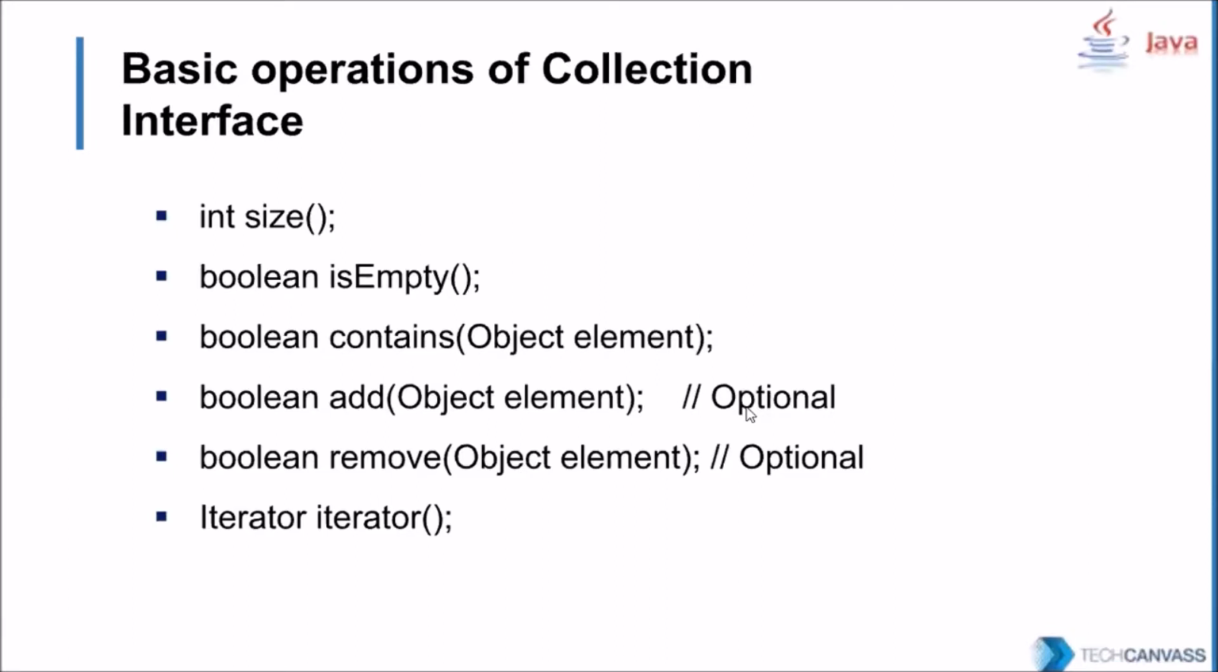There are a couple of basic operations of the collection interface, like size, is empty, boolean contains, boolean add, boolean remove, and iterator. Now size, from the name itself, it says the size of a particular element, be it an array list, a hash map, or a linked list. This method will return the size of that particular element.